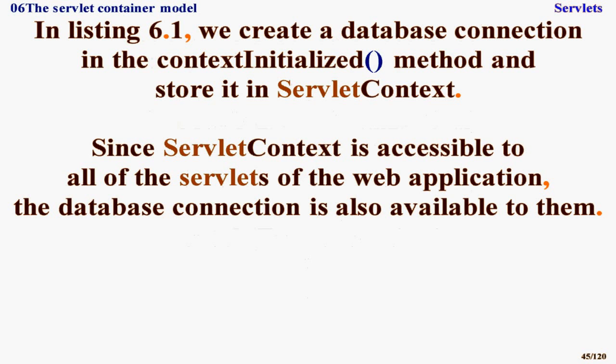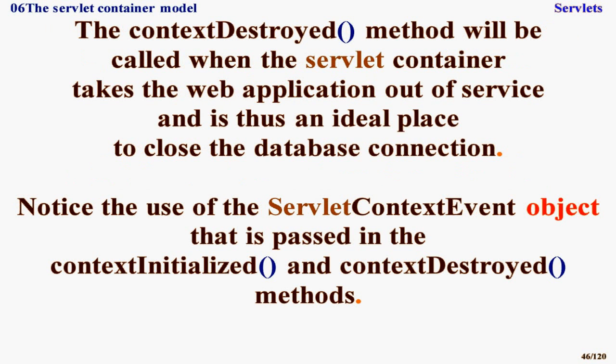In listing 6.1, we create a database connection in the contextInitialized method and store it in the ServletContext. Since the ServletContext is accessible to all of the servlets of the web application, the database connection is also available to them. The contextDestroyed method will be called when the servlet container takes the web application out of service and is thus an ideal place to close the database connection.